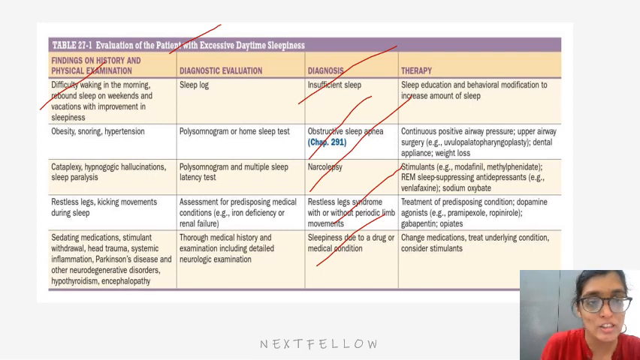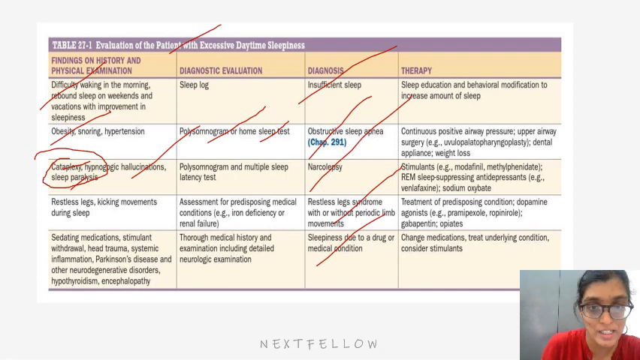If obesity, snoring, hypertension and polycythemia are present, then you have to do a polysomnogram or home sleep test. The diagnosis will be OSA. If there is cataplexy, hypnagogic hallucination, sleep paralysis, that is present in narcolepsy. You will do a polysomnogram and multiple sleep latency test. Restless legs and kicking movements during sleep suggest restless leg syndrome.